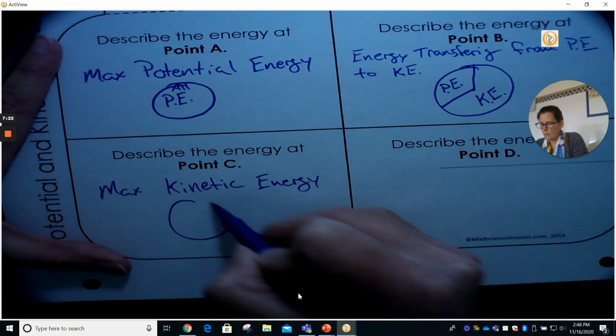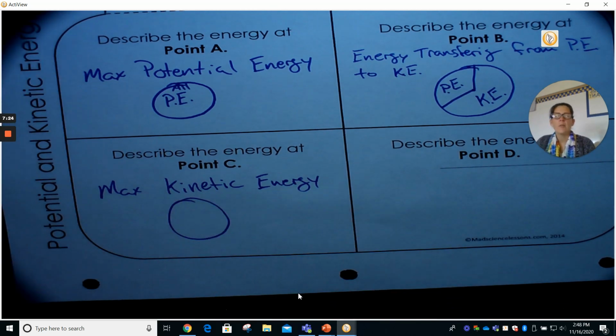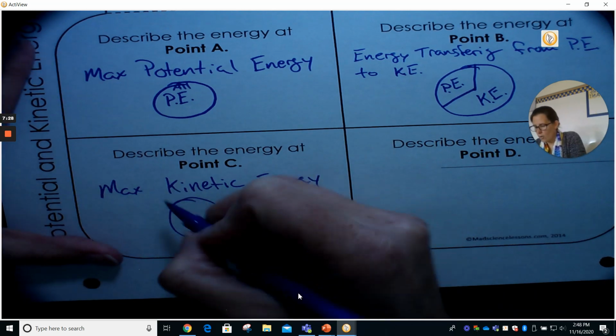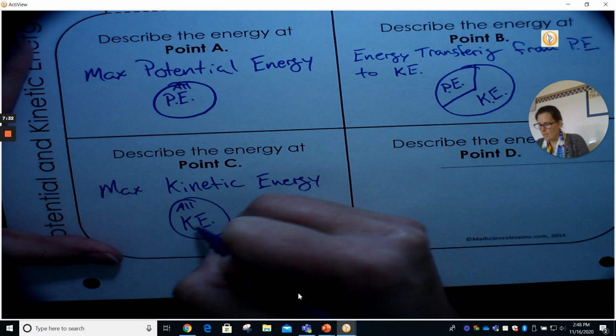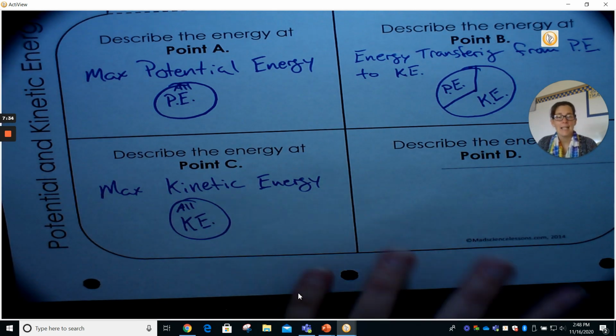Okay, so we'll draw us a circle. And what should we put in that circle for max kinetic energy? That's right, all KE. All KE for kinetic energy.